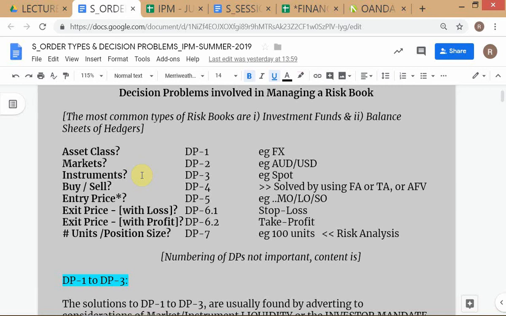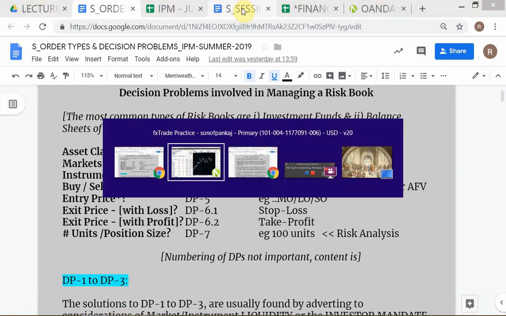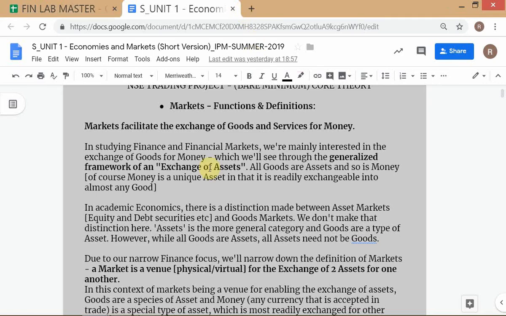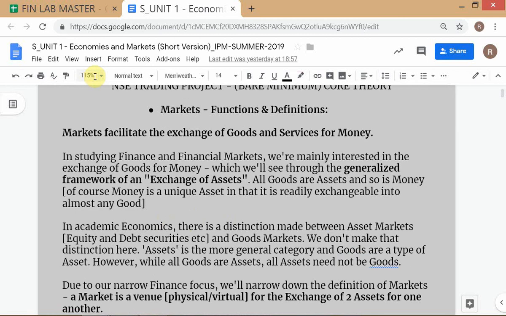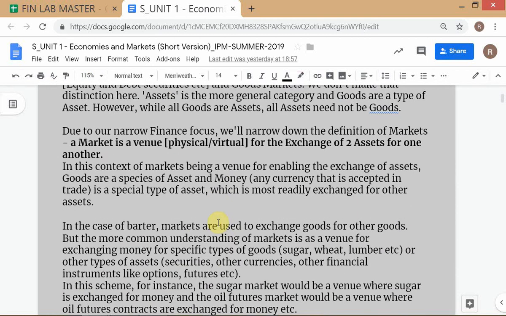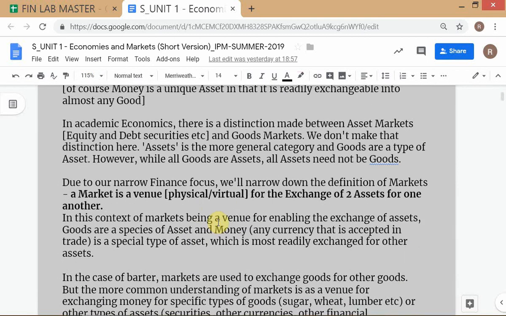To understand the first three decision problems, you have to understand what asset classes, markets and instruments are. So let's go back a little bit, to the short version of the markets module. Are you following my logic? Yes sir. Okay. We have to do markets first because we want to get you quickly to asset classes, markets and instruments. So far everybody has understood that we have defined a market as a venue for exchanging two assets. Yes.